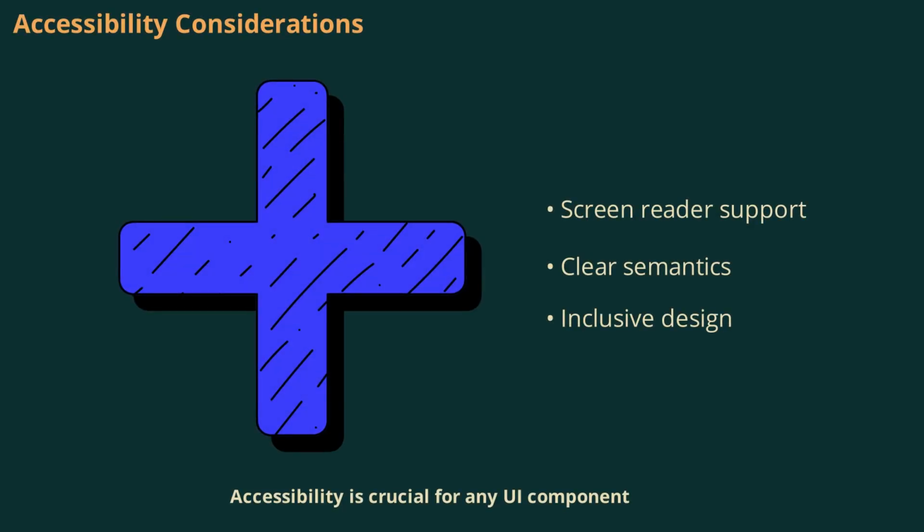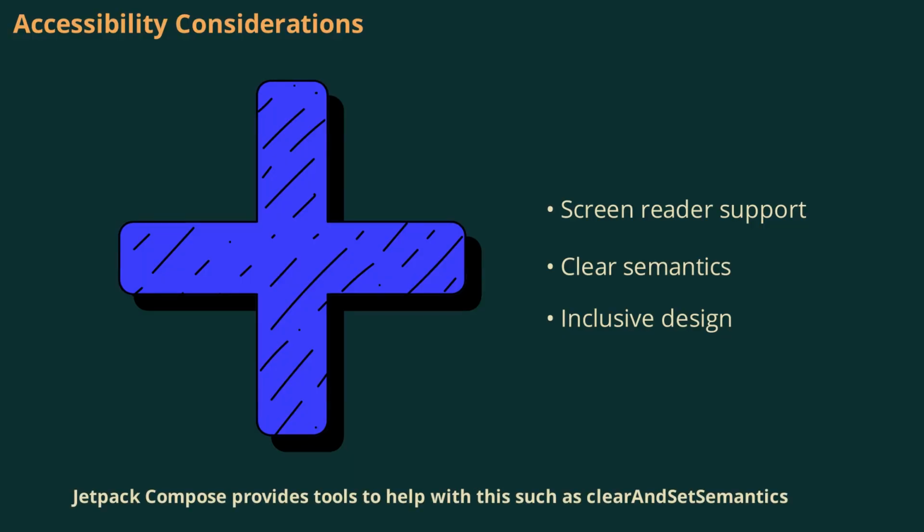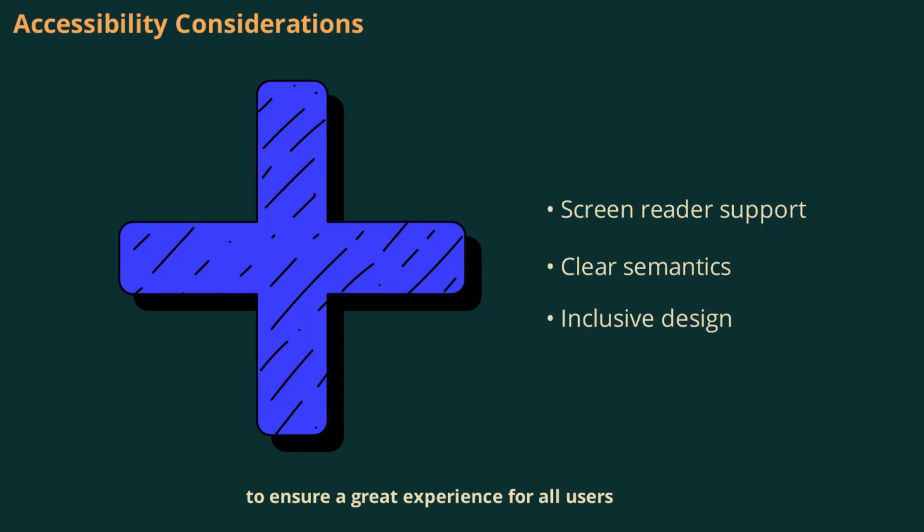Accessibility is crucial for any UI component. By using clear semantics and ensuring your slider works with screen readers, you make your app usable for everyone. Jetpack Compose provides tools to help with this, such as clearAndSetSemantics, which prevents screen readers from highlighting non-interactive elements. Always test your custom sliders with accessibility tools to ensure a great experience for all users.